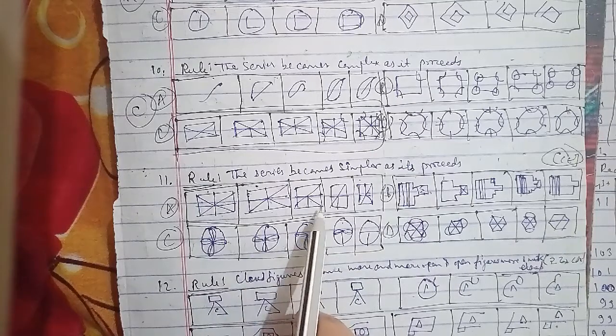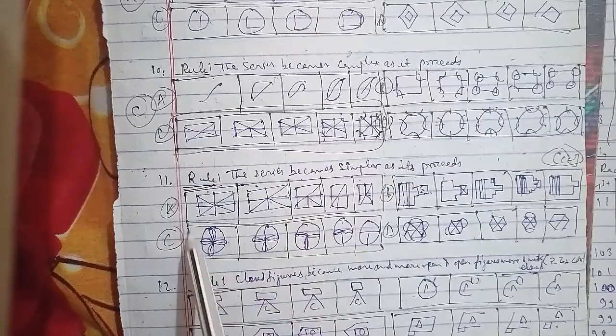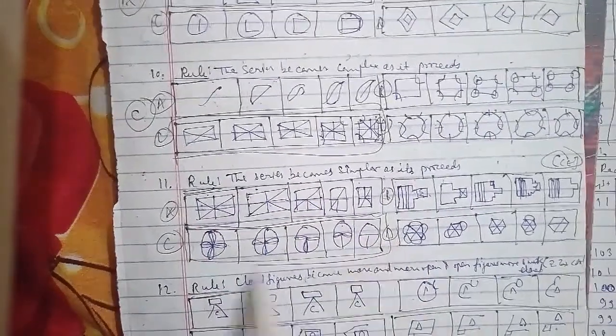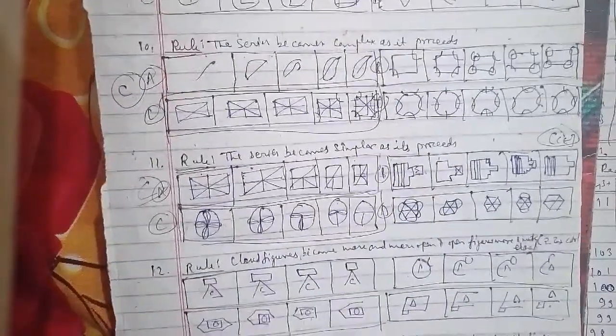We'll go ahead with another question. The rule given is that closed figures become more and more open, and open figures become more and more closed.